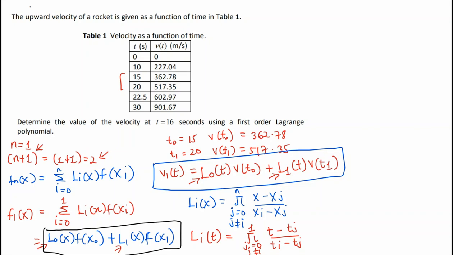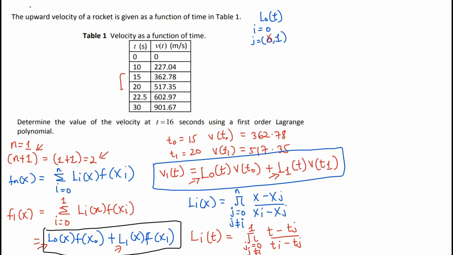Okay, so now that's the general form that we have. Now let's find the weighing function. The first one will be L0 of t, where i is equal to 0, and you know that the possible j values are 0 and then 1, but j must not be equal to i. That means the 0 is out.